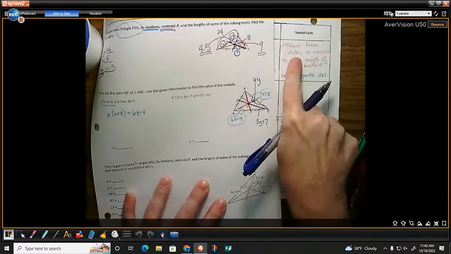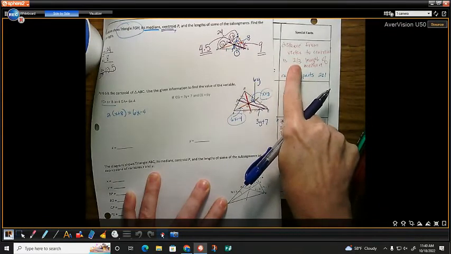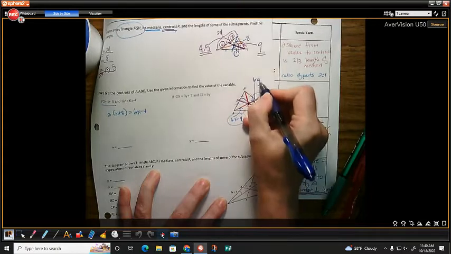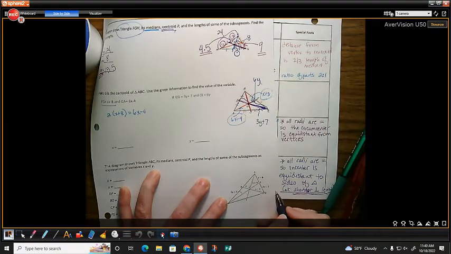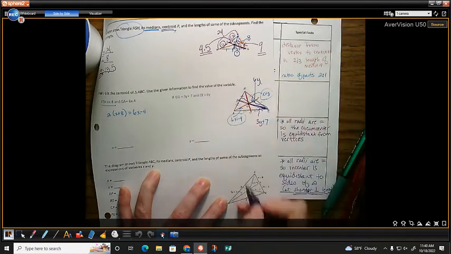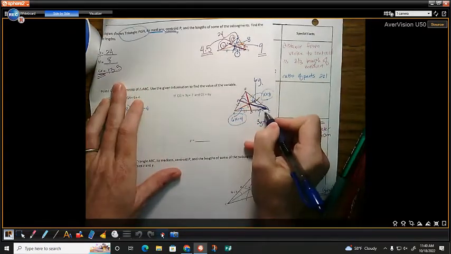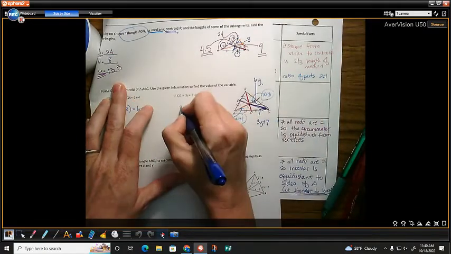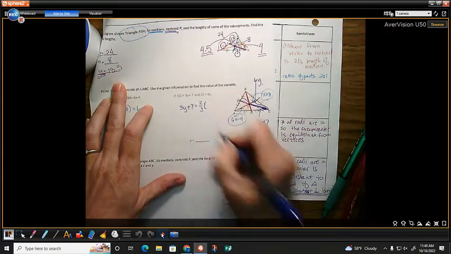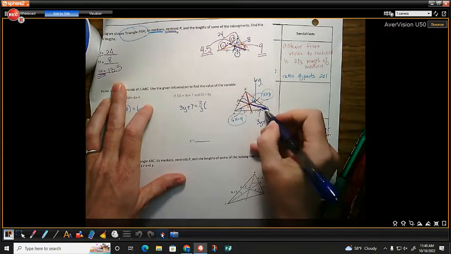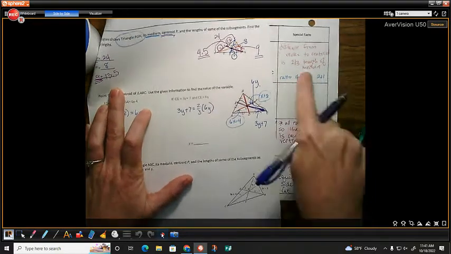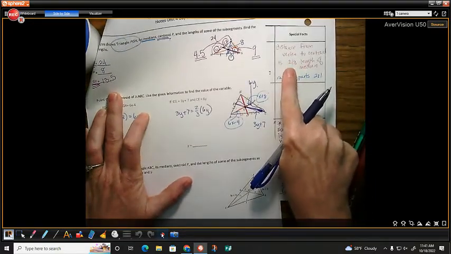Well, remember, the distance is 2/3, so this piece is 2/3 of this. The smaller part is 2/3 of the whole thing. Okay? So 3y plus 7 is 2/3 of how much? The 6y, the whole thing. I literally used this and translated it.